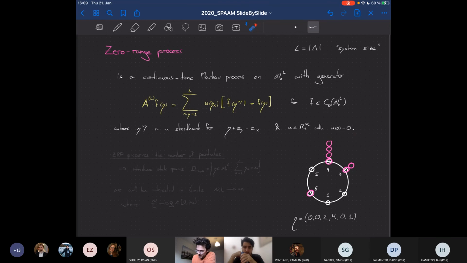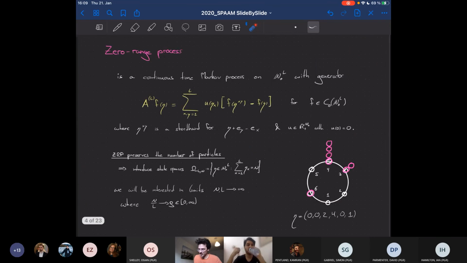An interesting property of the zero range process is that it preserves the number of particles. So if we start with a certain number, let's say 10 particles, even after time n we will still have 10 particles. Nothing really changes. This motivates us to introduce a finite subspace of our state space, which consists of all configurations that conserve the number of particles. In this case, the number of particles we denote by n, and it's basically all vectors that sum up to n.